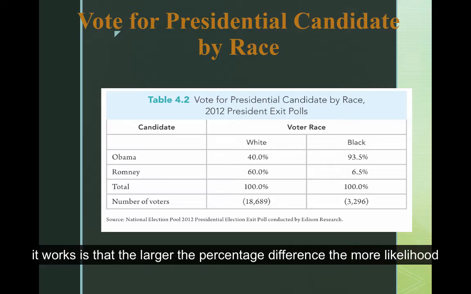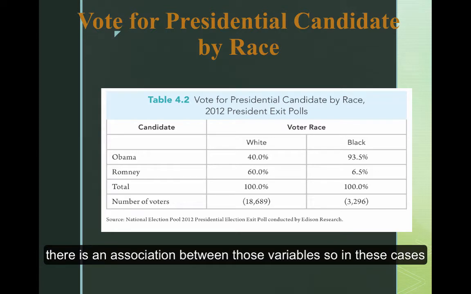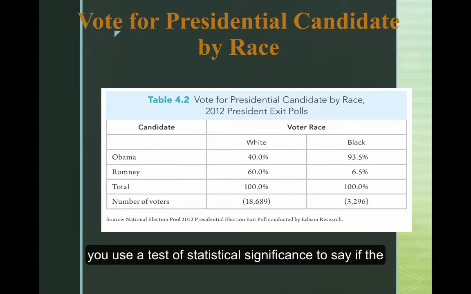And the way it works is that the larger the percentage difference, the more likelihood there is an association between those variables. So in these cases, you use a test of statistical significance to say that if the percentage is high, it's probably not a random outcome, but may reflect some of those interesting differences.